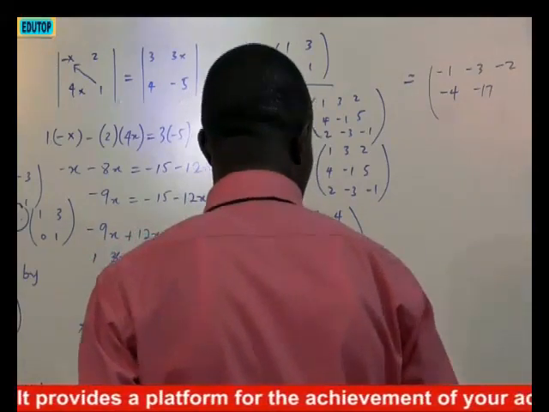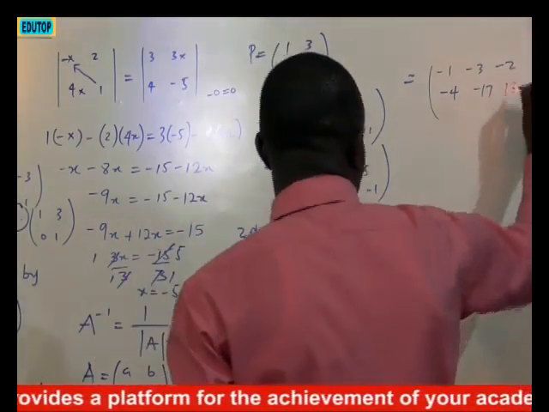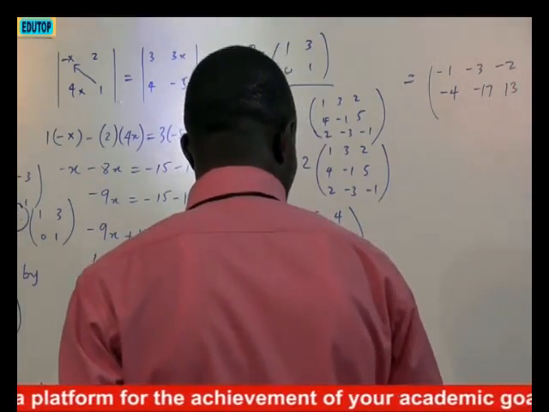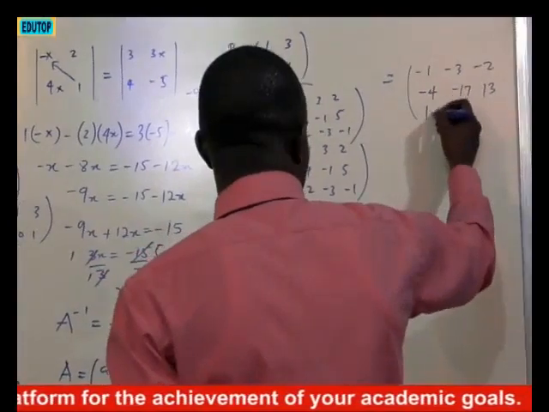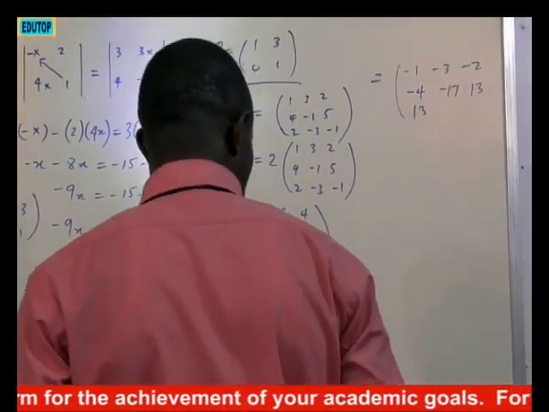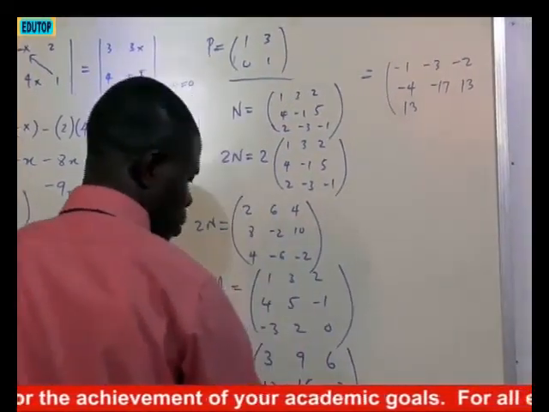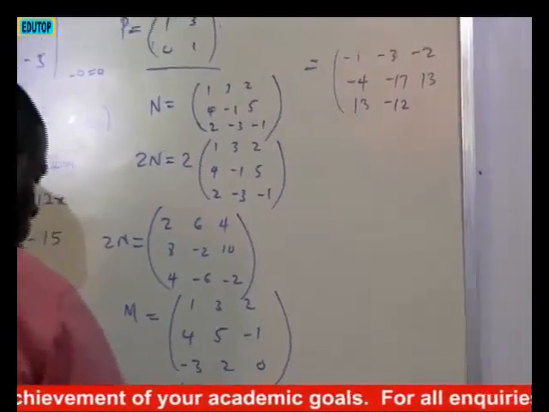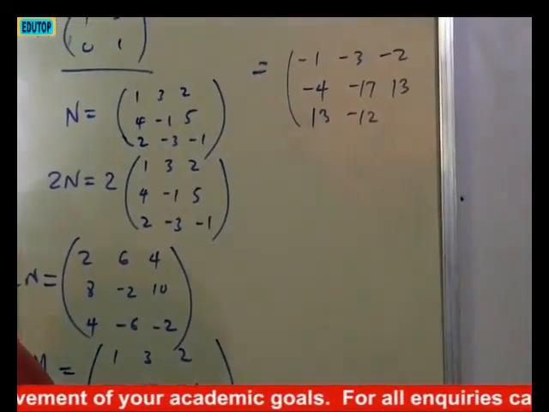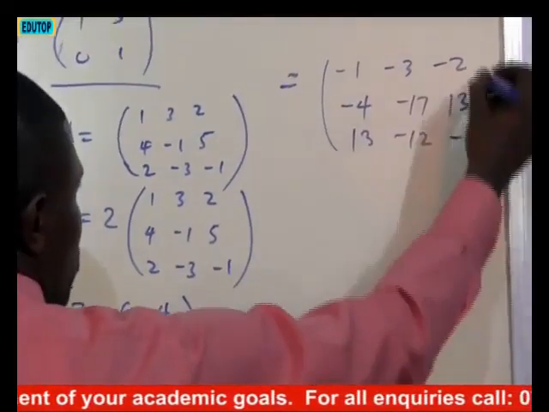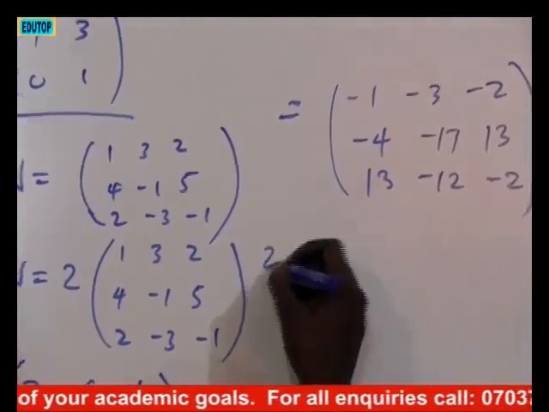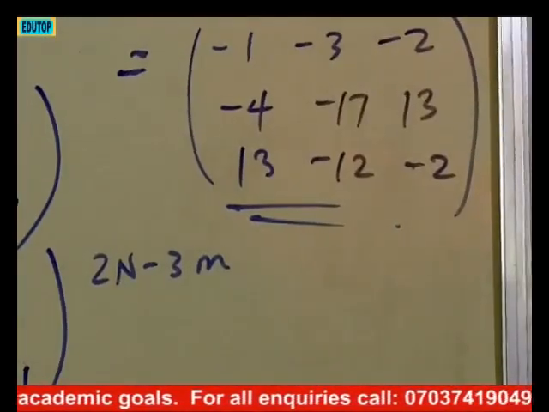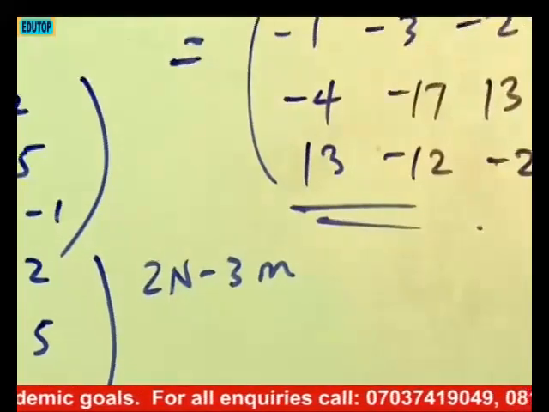10 minus minus 3, that's 13. 4 minus minus 9, that is 13. Minus 6 minus 6, minus 12. Minus 2 minus 0, minus 2. So this will definitely be 2 and minus 3. The answer of that is what you are doing.